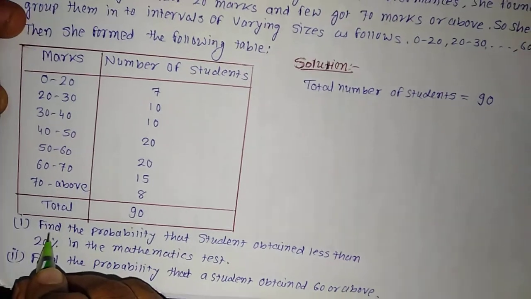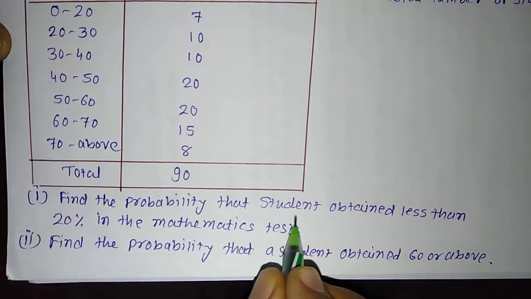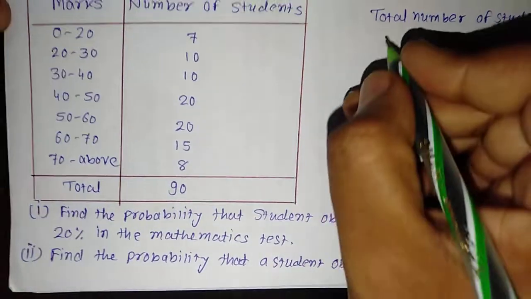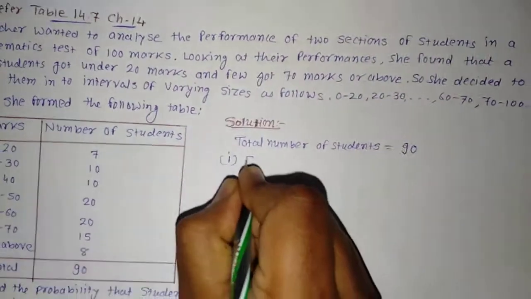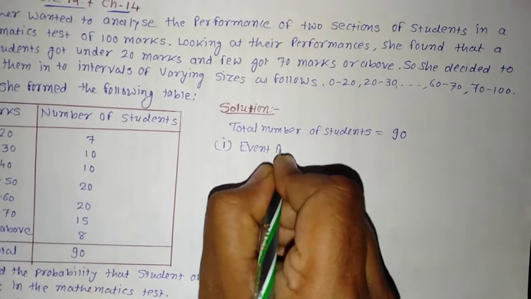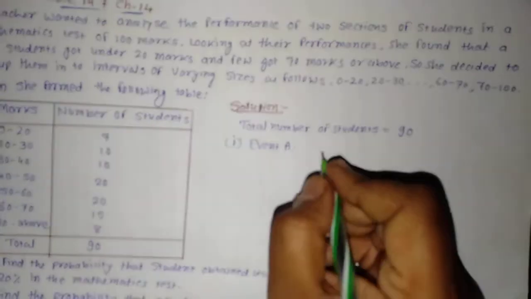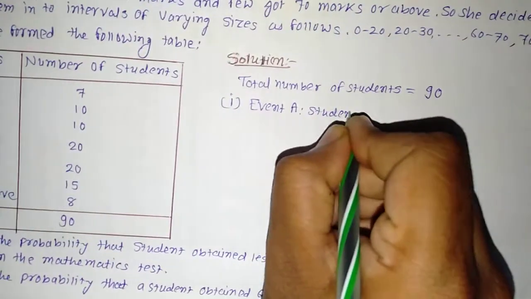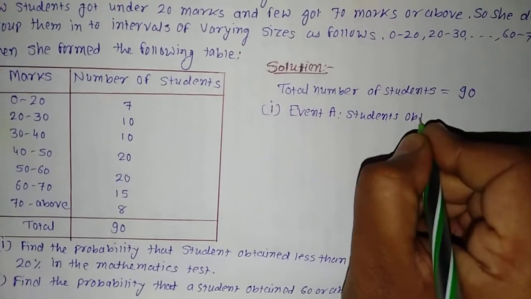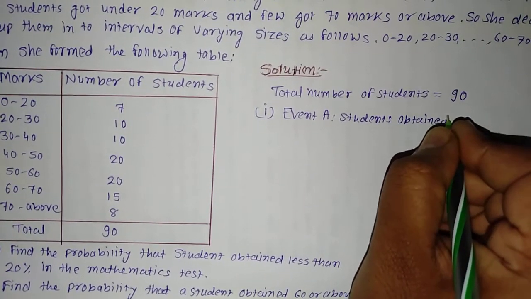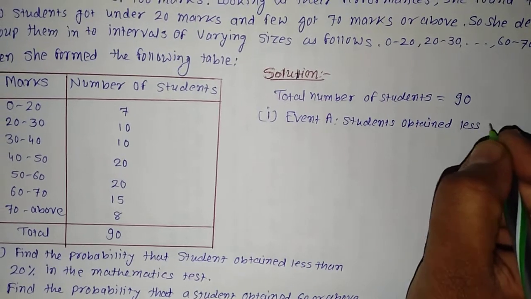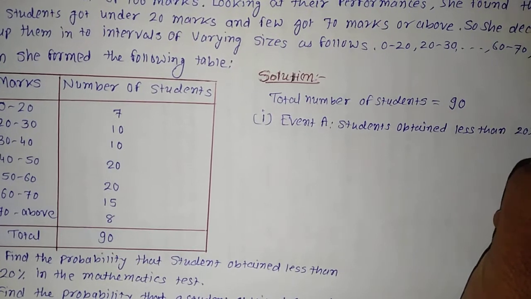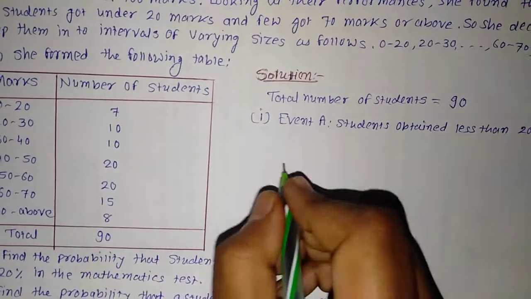Now the first one, what we want to find out is the probability that a student obtains less than 20% in the mathematics test. So I will write it. First one, I'll give the name of that event, event A. What is that event? Students obtained less than 20% marks. Let us find out the probability for that.